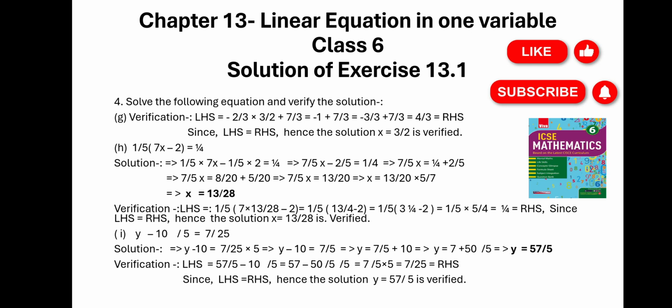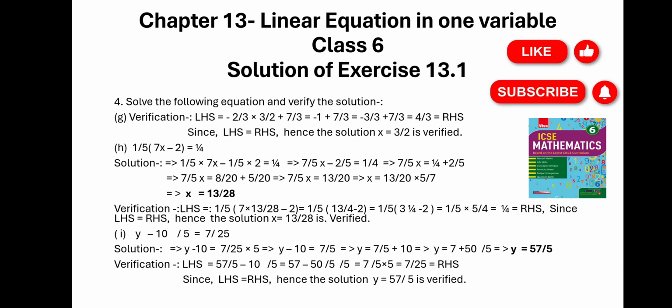It implies 7 upon 5x is equal to 13 upon 20, because 8 plus 5 is 13. And therefore x is equal to 13 upon 20 multiplied by 5 upon 7. And therefore 5 4s are 20, and 7 into 4 is 28. So x is equal to 13 upon 28. Now when you verify, you get that correct. So you can see my verification.